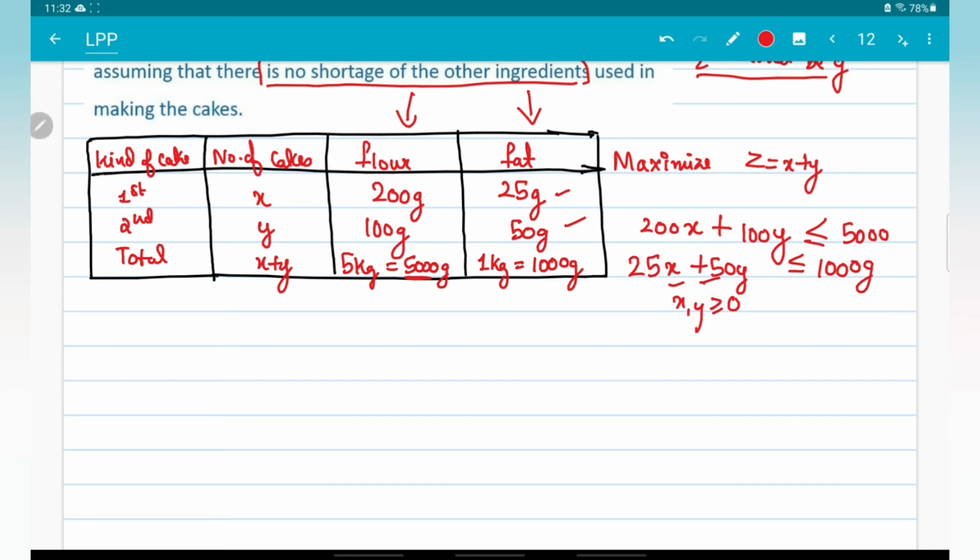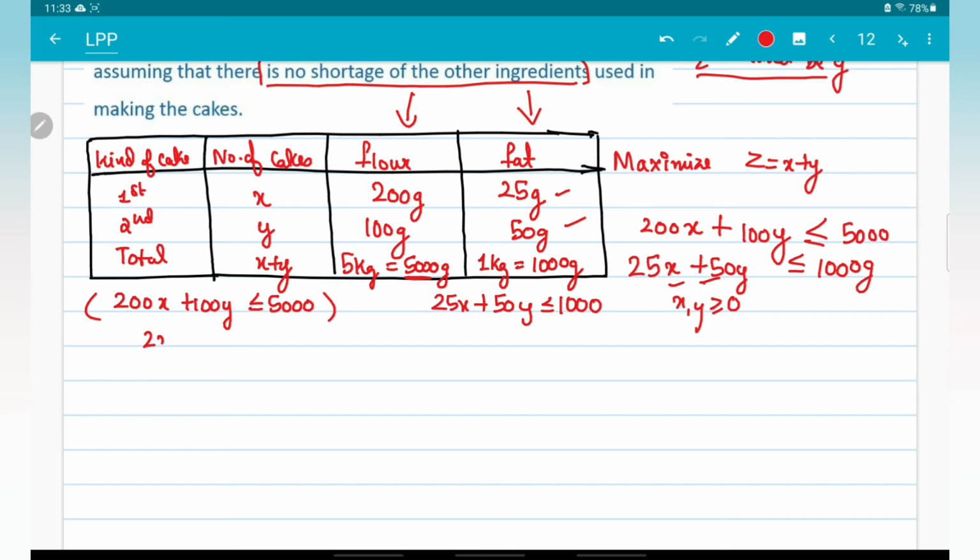So now let me take these two inequalities, that is 200x plus 100y is less than or equal to 5000, and the other one is 25x plus 50y is less than or equal to 1000. So these are two inequalities. Now we are going to plot the graph, but as you can see the values are really big, so let me just simplify them.